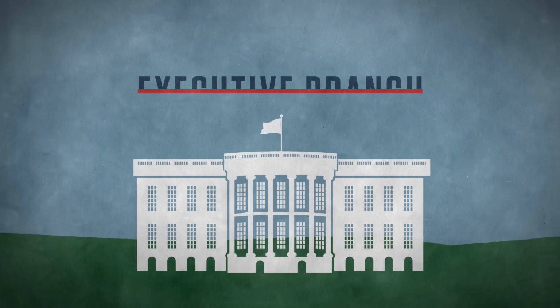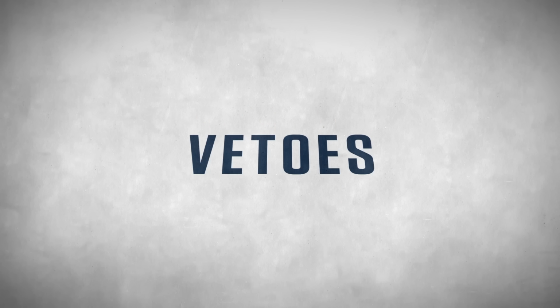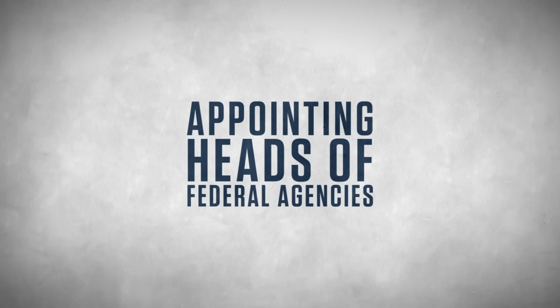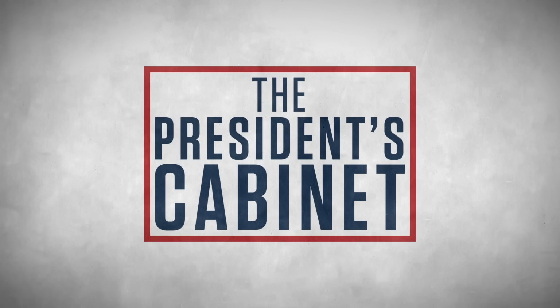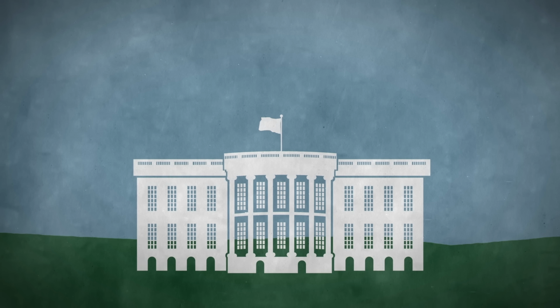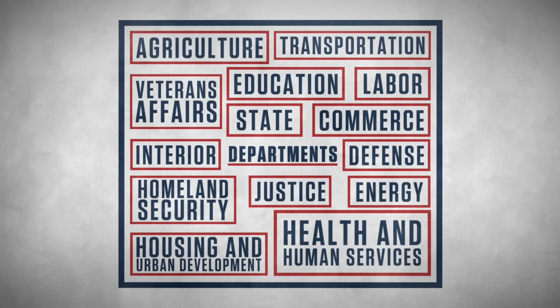The president heads the executive branch and has unique powers, including executive orders, vetoes, appointing federal judges, and appointing the heads of federal agencies, also known as the president's cabinet. He also acts as the commander-in-chief of the military. The cabinet, itself part of the executive branch, also acts as an advisory board to the president, with the chief executive of each agency, mostly known as the secretary of their department.